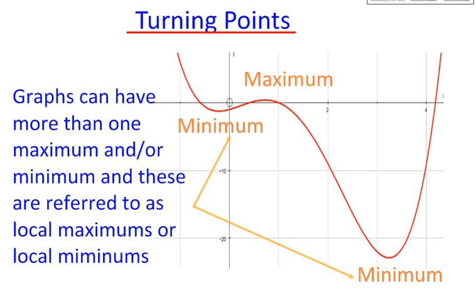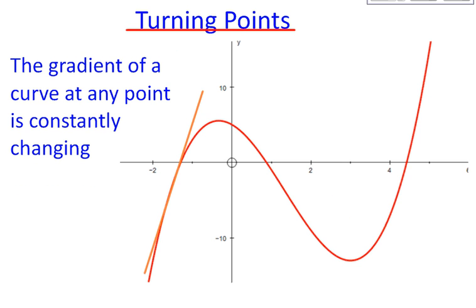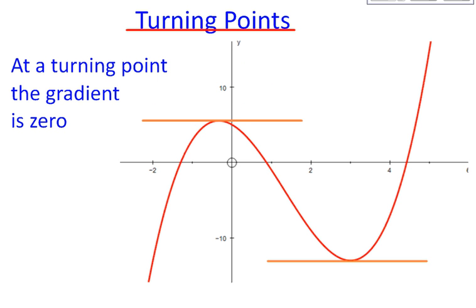At GCSE you tend to only have one. The gradient of a curve at any point is constantly changing. As you can see here, we have a very positive gradient, which becomes less and less positive until eventually it becomes zero. The key fact is that at any turning point, the gradient is zero. So you know that dy by dx is also equal to zero, because dy by dx gives you the gradient function.